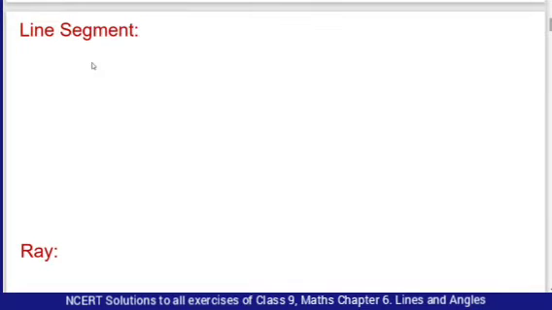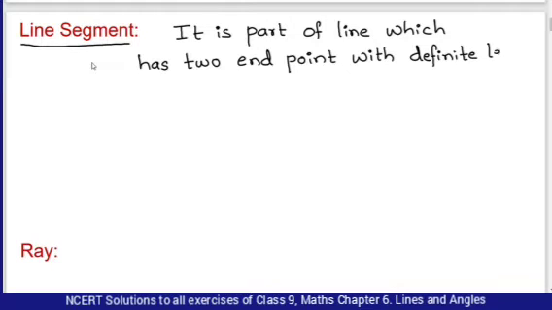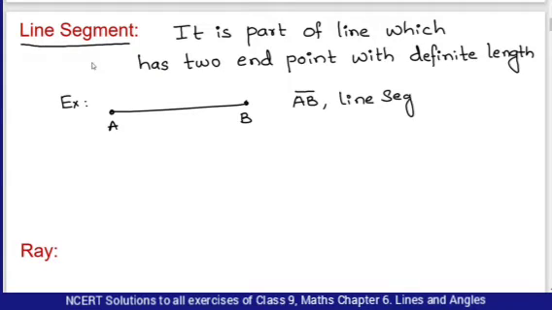Next, what is line segment? Line segment is a part of line which has two end points with definite length. Example, say this is a line segment AB and we write it as AB bar and we call it as line segment AB.